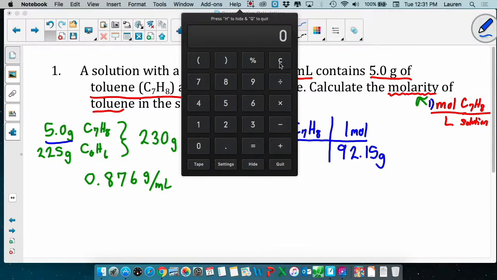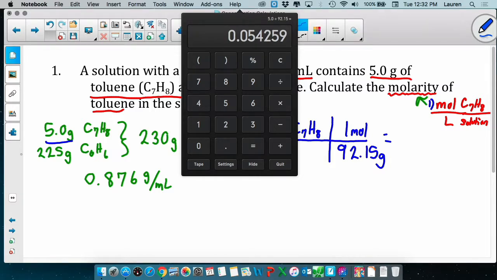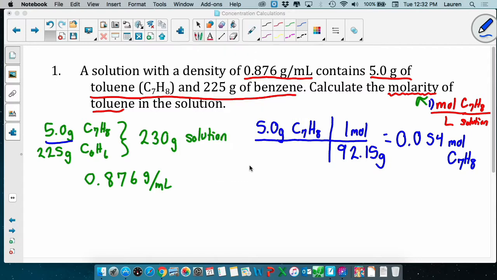Okay, so then we have our grams, our 5.0 grams, divided by that molar mass, 92.15, and that gives you 0.054. We only had 2 sig figs, so I leave it at 2 sig figs, 0.054 moles of our toluene. Okay, so step 1, check. Now we need to figure out our liters of solution.